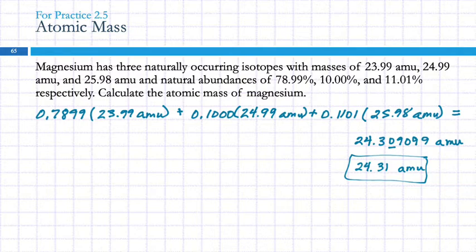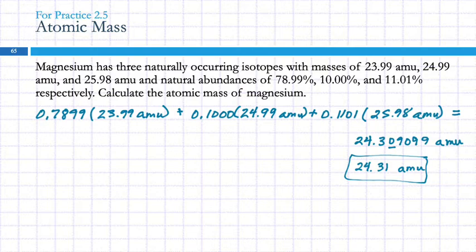The other thing is they won't always give you this average mass if they're asking for one of these things. Where could we find the average mass of an element? On the periodic table. We can also use this to check our work, because this is magnesium, and if we look at magnesium, 24.3051, 24.31.